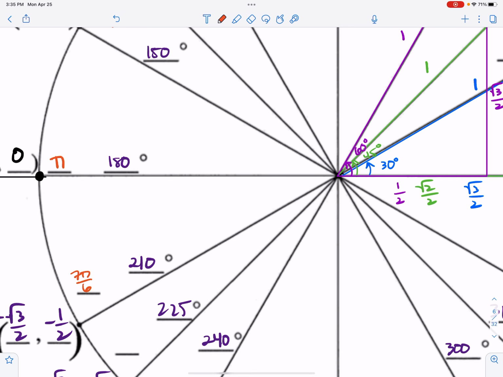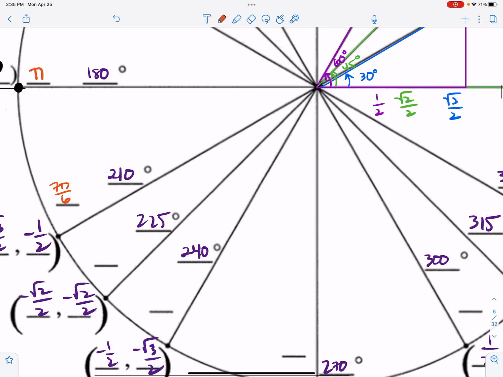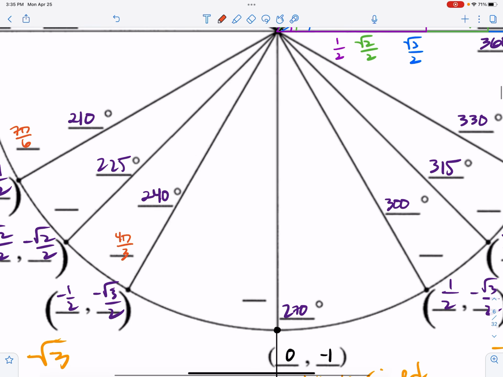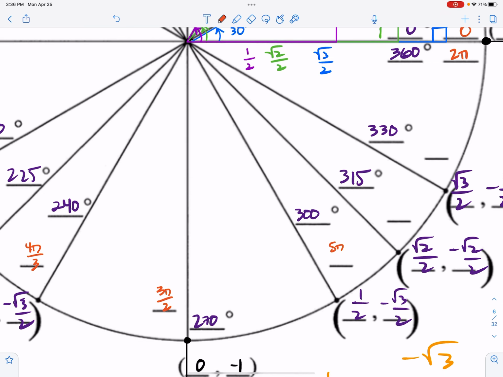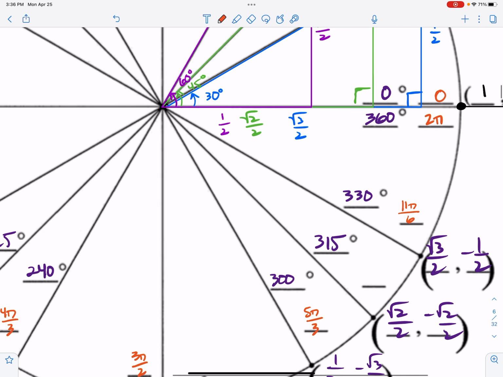7 pi over 6. 8 pi over 6 can be written as 4 pi over 3. 9 pi over 6 can be written as 3 pi over 2. 10 pi over 6 is 5 pi over 3. And then 11 pi over 6, and 12 pi over 6 is 2 pi.